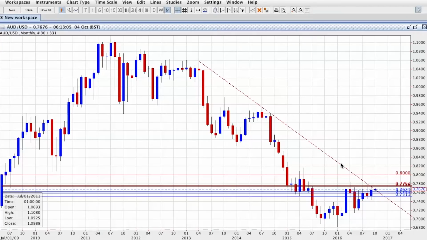Today I'll be looking at the Australian dollar against the US dollar. I'll be discussing its recent trading history, and I'll also be trying to identify the key technical levels that you need to know. So we have a new month for the Aussie.